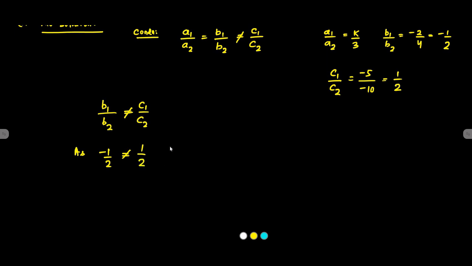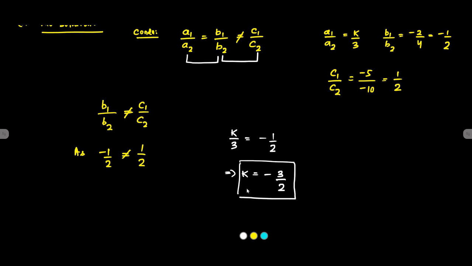Okay, so we have the first half of the condition, which is b1 by b2 is not equal to c1 by c2. Now this part, a1 by a2 should be equal to b1 by b2. So for that it means k by 3 should be equal to minus 1 by 2. That implies k should be equal to minus 3 by 2. So for k equals to minus 3 by 2, the system of equations will have no solution.